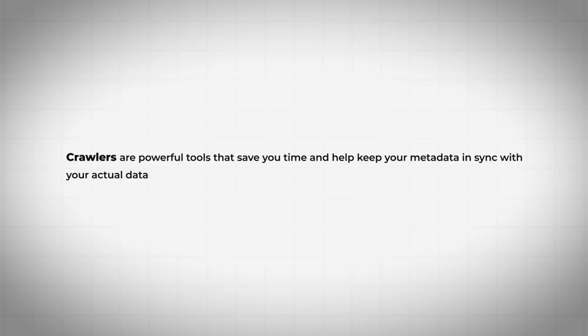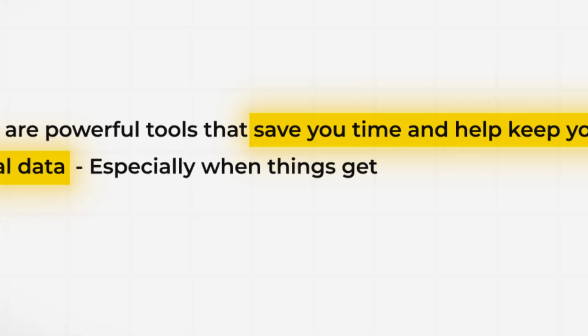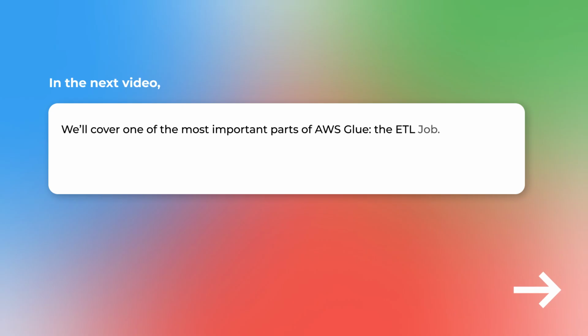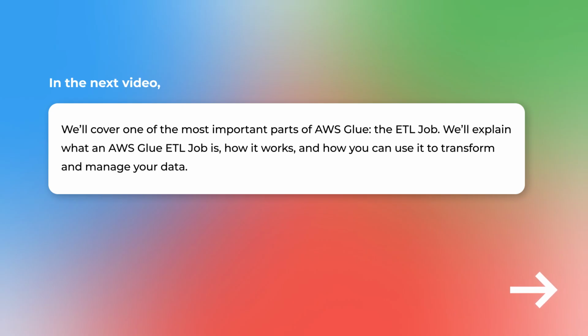Now you've seen how to create tables in AWS Glue, both manually and using a crawler. Crawlers are powerful tools that save you time and help keep your metadata in sync with your actual data, especially when things get complex. In the next video, we'll cover one of the most important parts of AWS Glue, the ETL job. We'll explain what an AWS Glue ETL job is, how it works, and how you can use it to transform and manage your data.